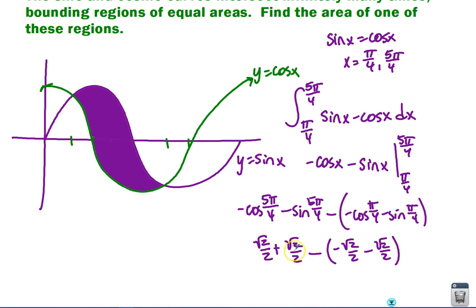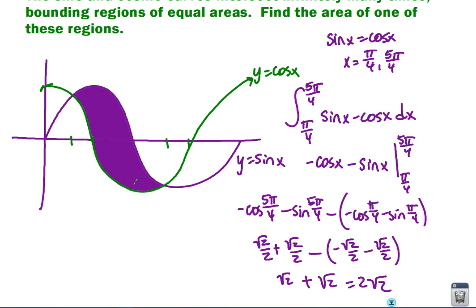Root 2 over 2 plus root 2 over 2 is just root 2 minus, well, negative root 2 over 2 minus root 2 over 2 is negative 2 root 2 over 2. So really just negative root 2. But it's a minus, that becomes positive root 2. So this all works out to be positive 2 root 2. So that is the area of just this piece right here.